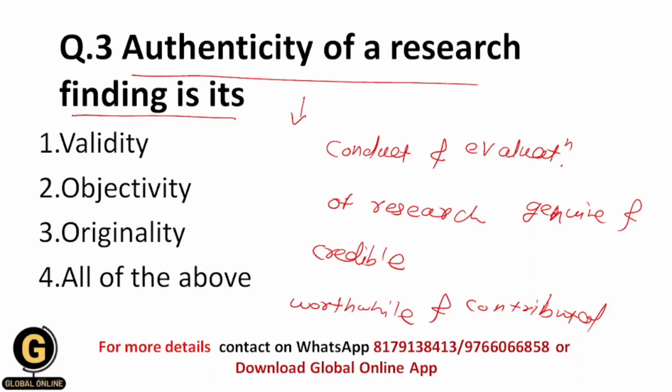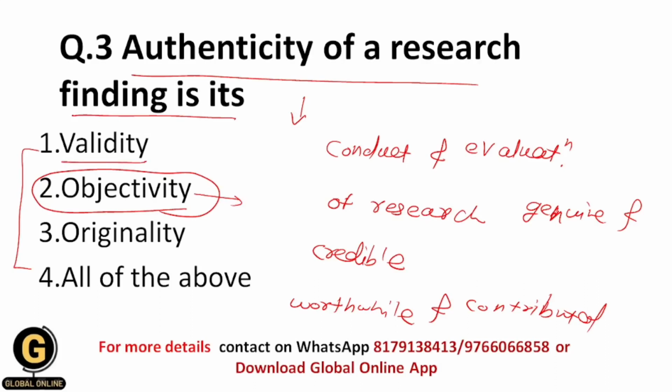Tell me, from these options, which option will be correct? Obviously objectivity, because we have seen that objectivity is the characteristic of research by which we make a research finding authentic. That means it should be original, worthwhile, genuine and credible.